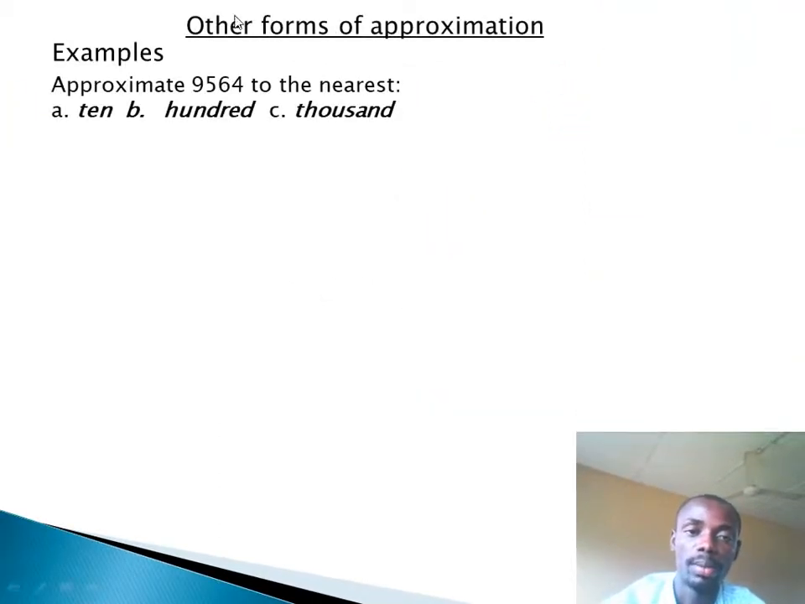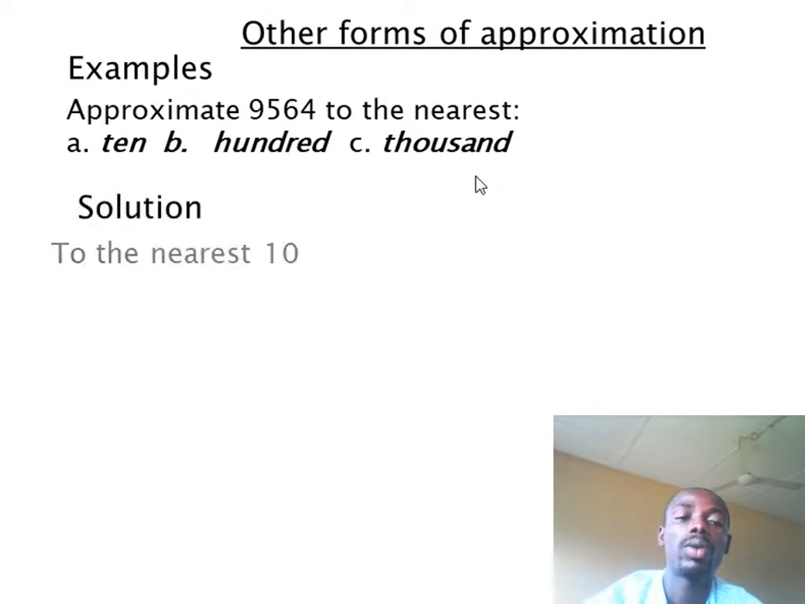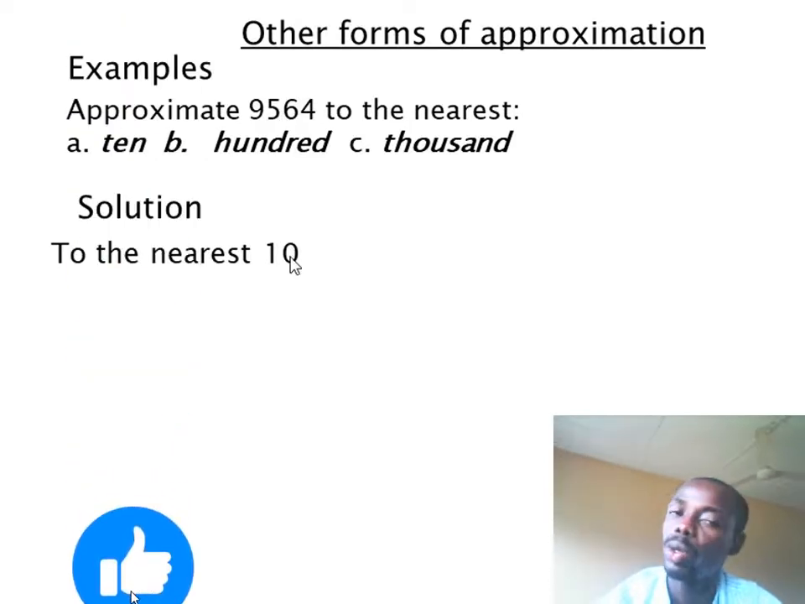Alright, now other forms of approximation: approximating to the nearest 10, approximating to the nearest 100, and approximating to the nearest 1000. So how do we go about that? Now to the nearest 10, we want to approximate 9,564 to the nearest 10. We're still dealing with place value, don't worry, you understand it. Approximating this to the nearest 10. So what does that mean?